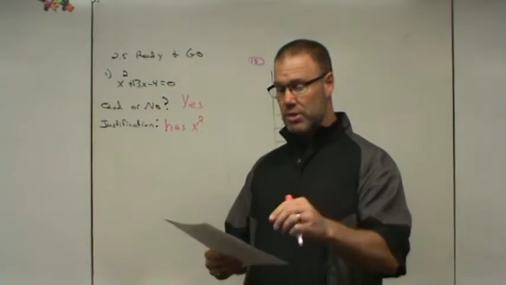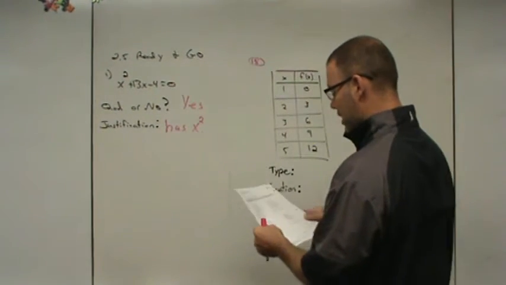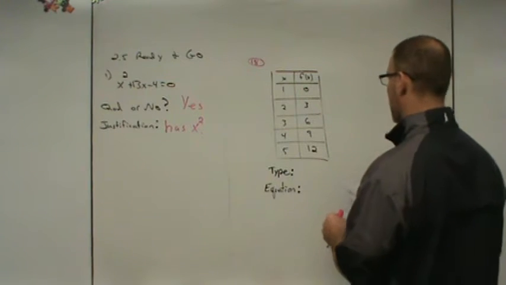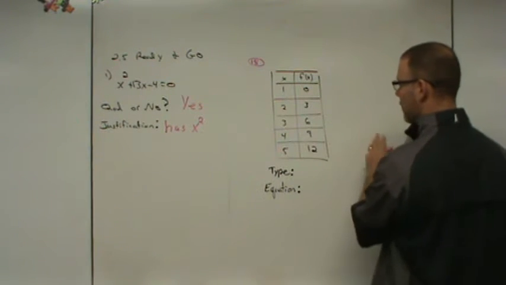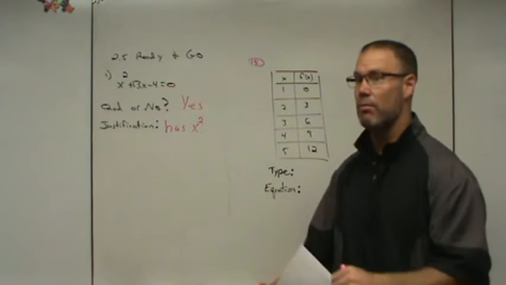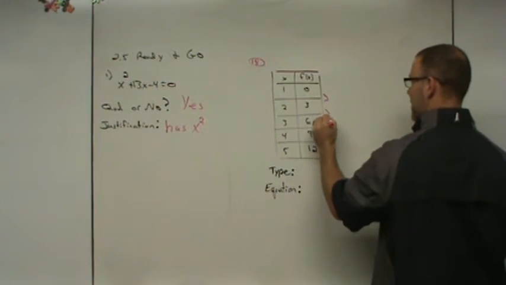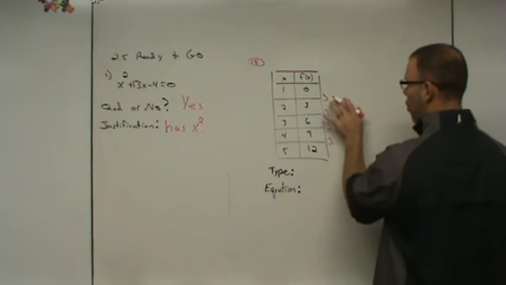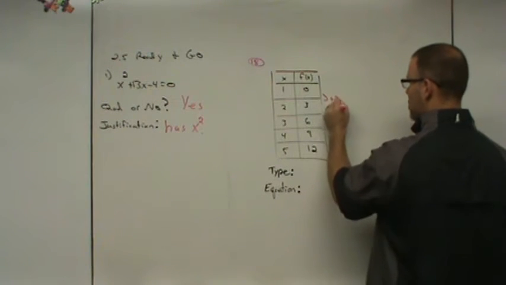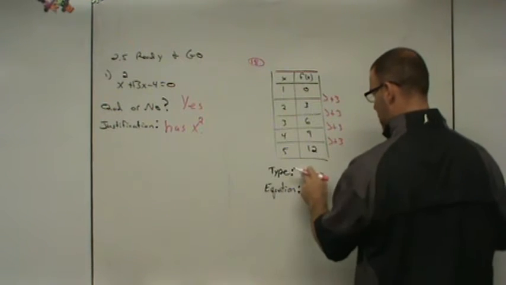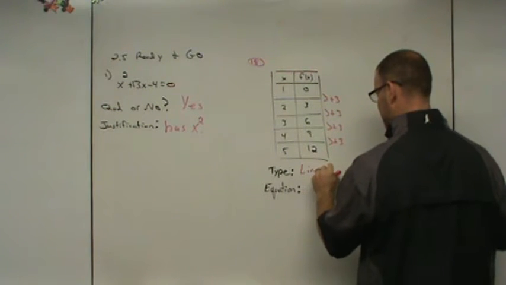Then we move on to the go. I'm going to change the directions up a little bit. The directions say identify whether the table is linear or quadratic. So how do we determine if a function is linear or quadratic based on a table? Some of you are using first and second differences, which is what you should do. So actually show what this difference is over here: plus 3, plus 3, plus 3, plus 3. So the type is linear.